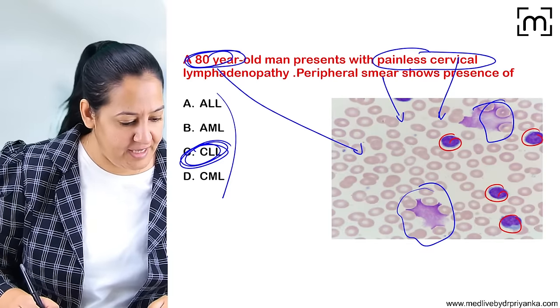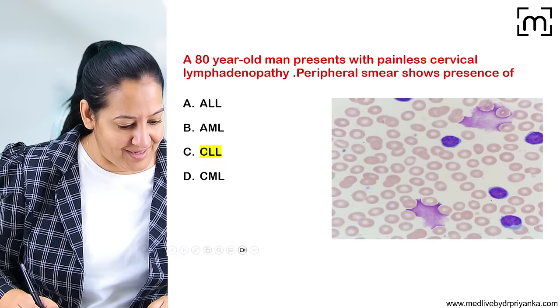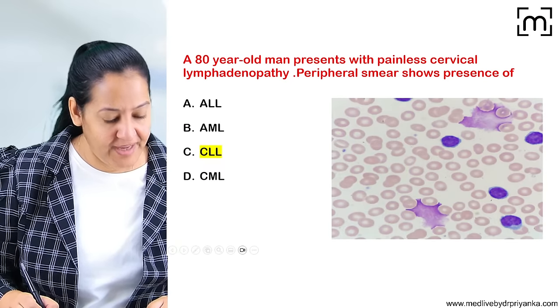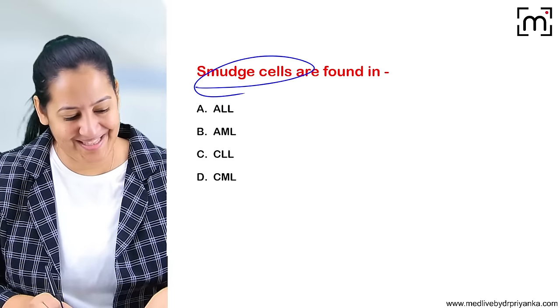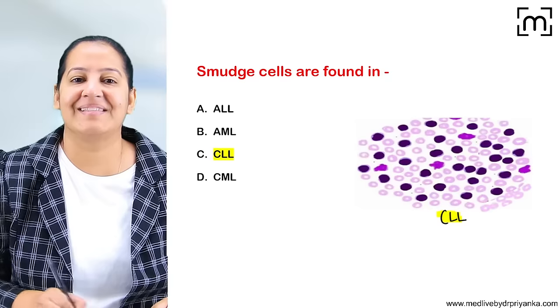The correct answer is C, and you all are right. Okay, got it? Can we go ahead? Smudge cells are found in, of course, CLL. The question is very easy. I guess everyone can answer.